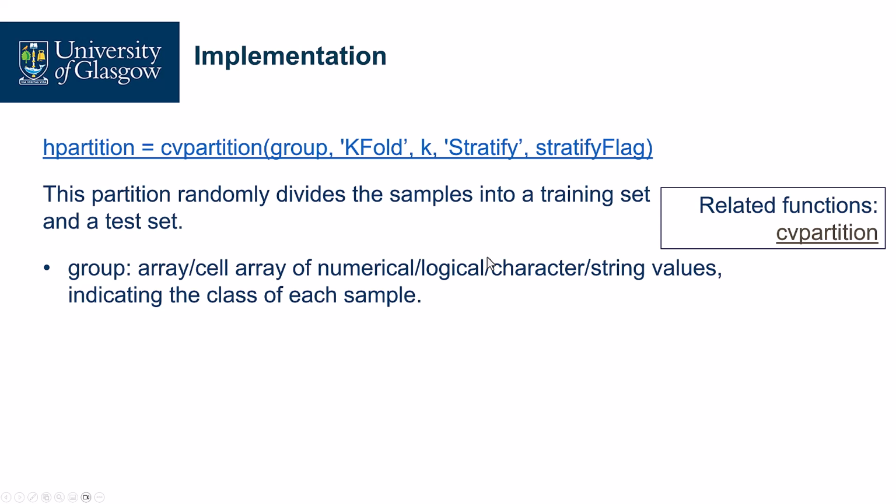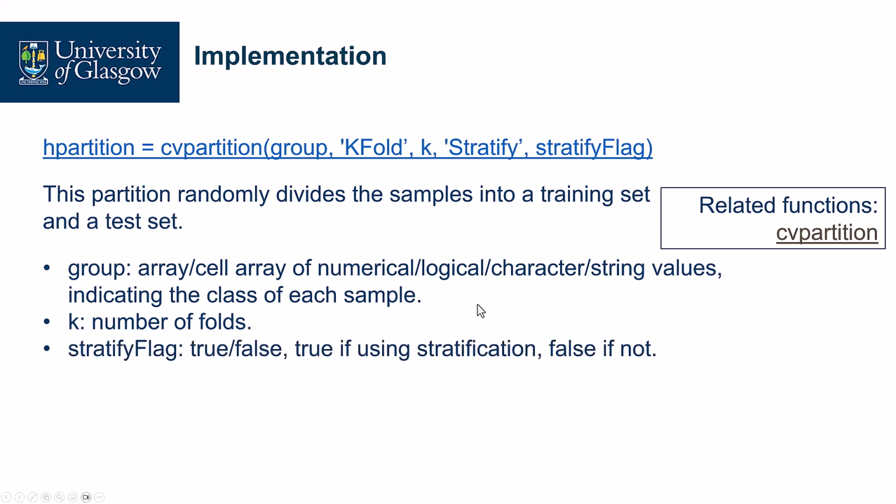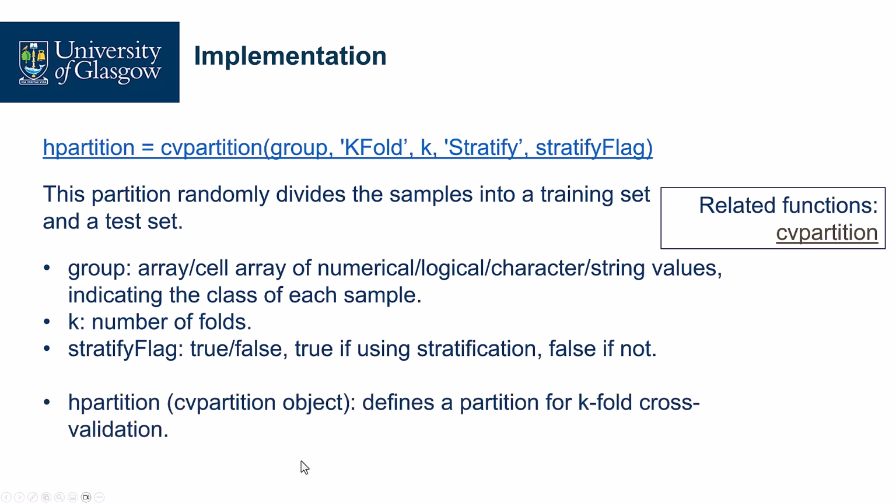This group is an array or a cell array of any data type, indicating the class of each sample. And k is the number of folds. And stratify means that if we want to use stratified sampling, as we have discussed in the last session, we use it. Otherwise, if it's false, we don't use stratified sampling. The result, the partition, is again an object. This defines a partition for k-fold cross-validation.